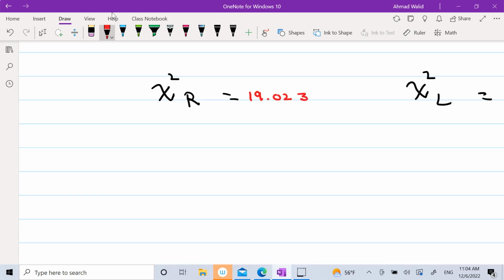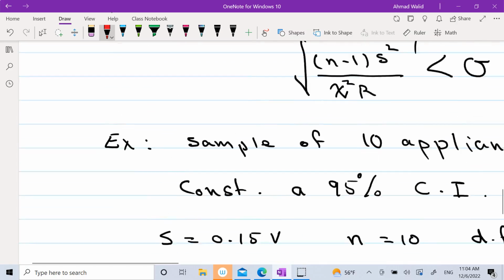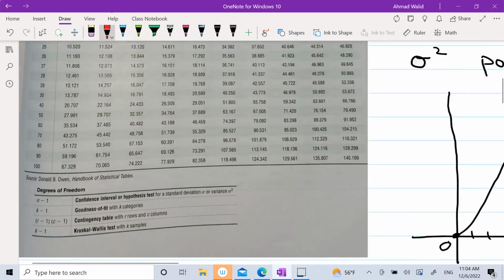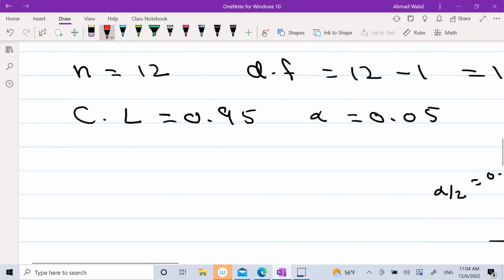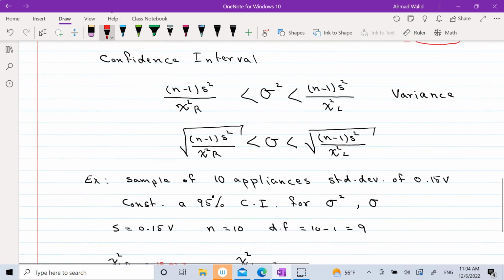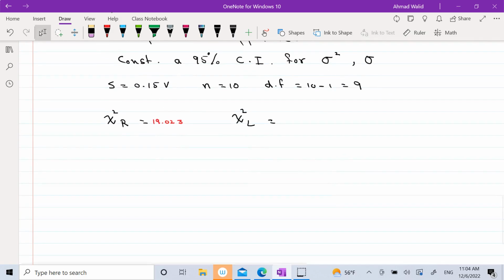On the left, again, look for the left because I use the same 95. On the left, you're looking for 0.975, correct? And it will be 2.700, or 2.7. Now I have these two.